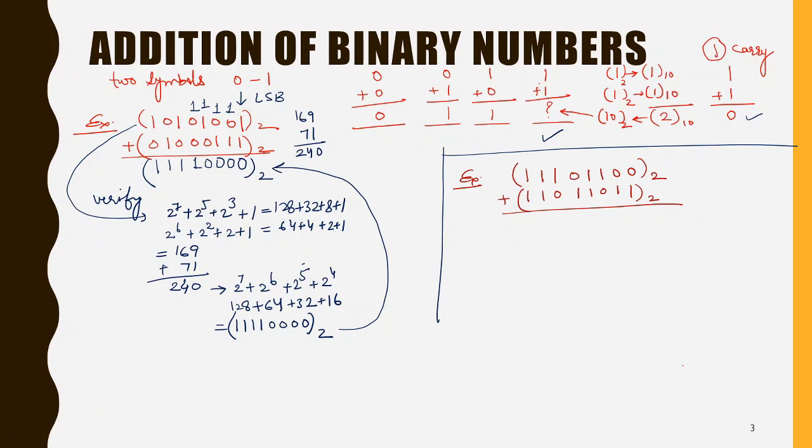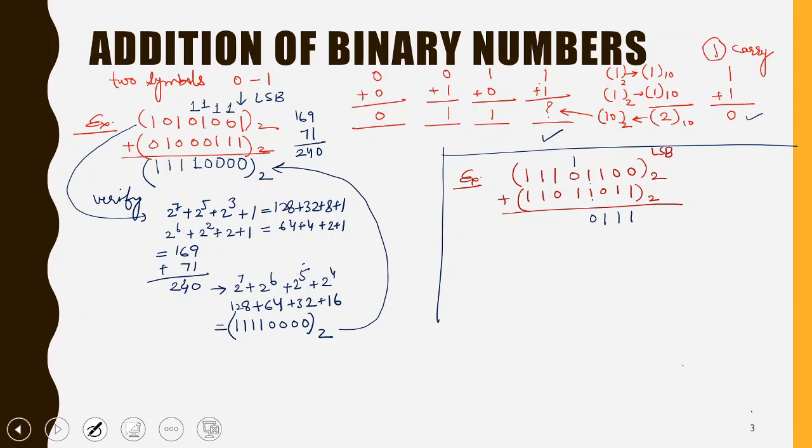Remember the rule, we will start from LSB. We will start from LSB. 0 plus 1 is 1, right? 0 plus 1 is 1. 1 plus 0 is 1. 1 plus 1 is 0 and carry 1. Okay, this is important. 1 plus 1 is 0 and carry goes 1.